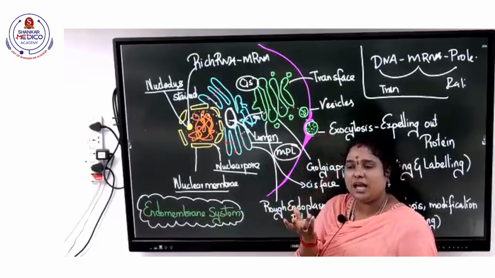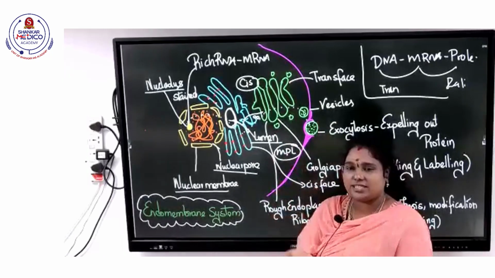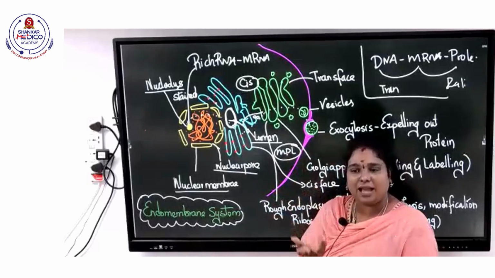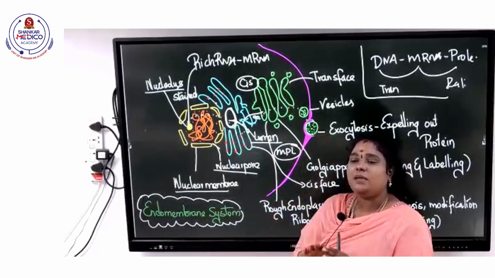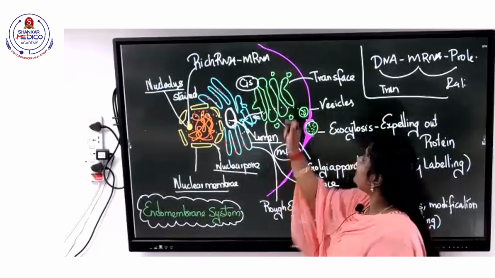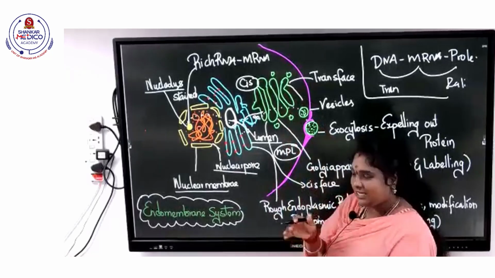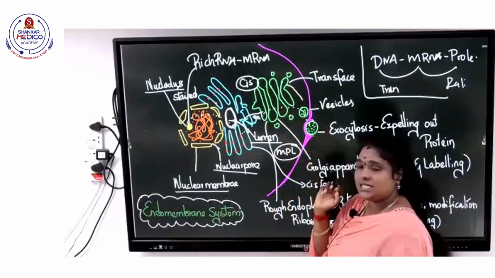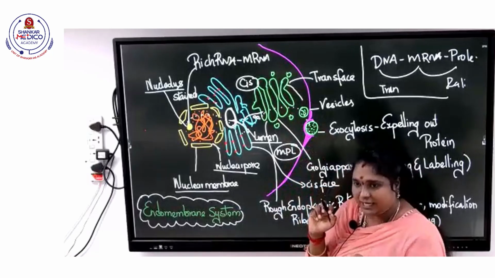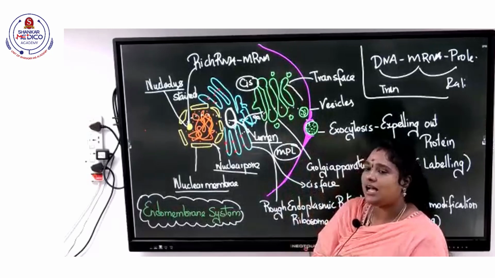In the trans phase, what will happen? They become a larger vesicle because of that modification, packing and folding of the protein. This large vesicle will come out of the Golgi apparatus and fuse with the plasma membrane.